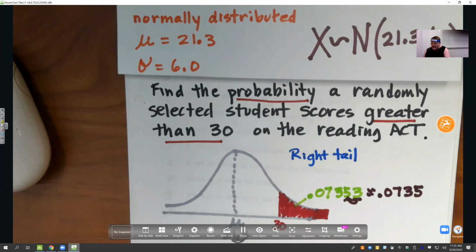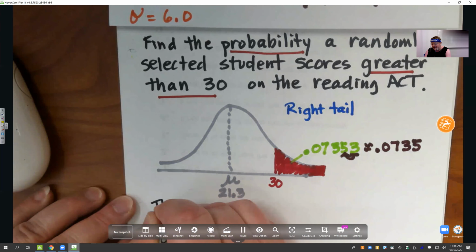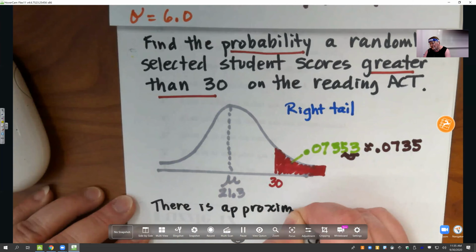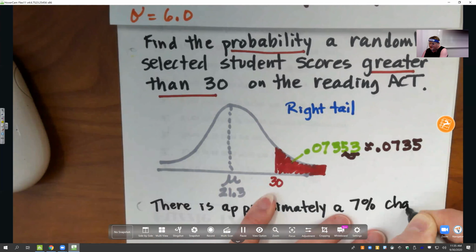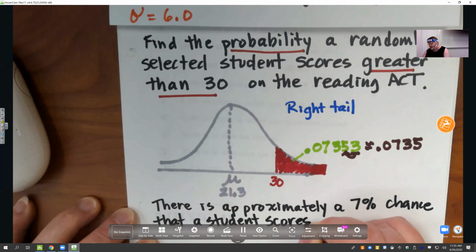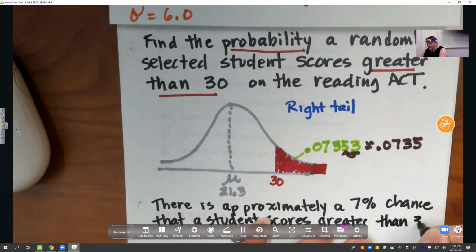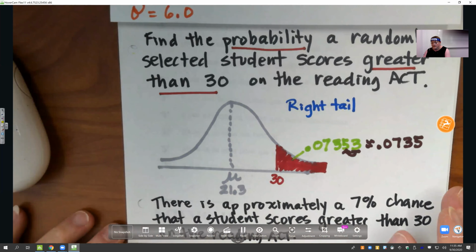So there's roughly, in terms of the explanation, and I'm going to write this one out since I have a little bit of room, I can convert that to a percentage by multiplying by 100. So this means there is approximately a 7% chance that a student scores greater than 30 on the reading ACT. And that's really the interpretation.